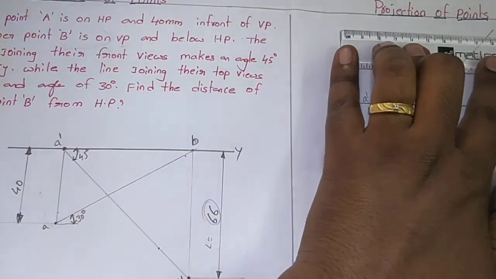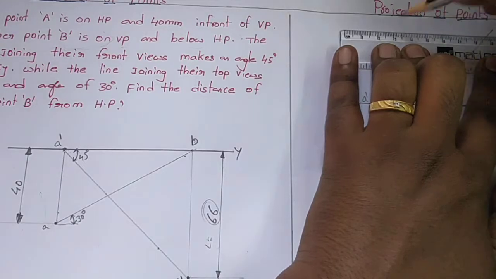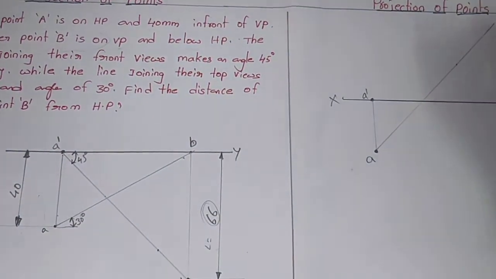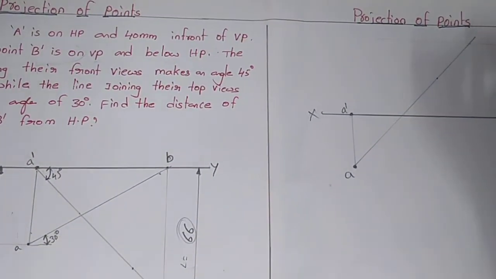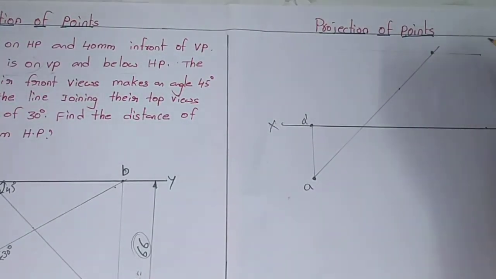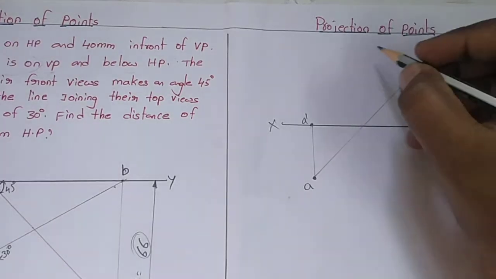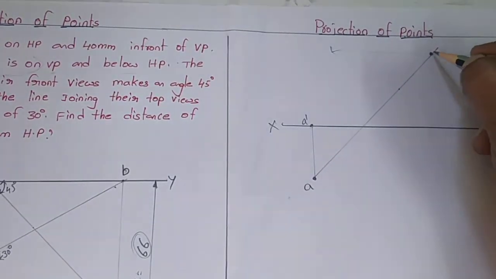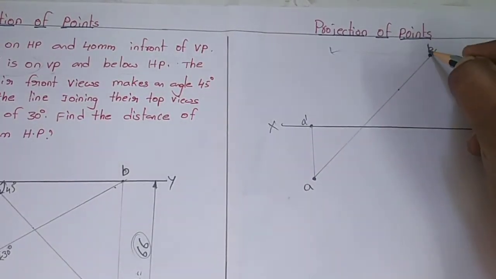From this we need to draw one parallel line to the XY. Okay, these two lines intersect at one point. It is the top view of point B. This line is denoted by TT. Okay, this point is the top view of point B.